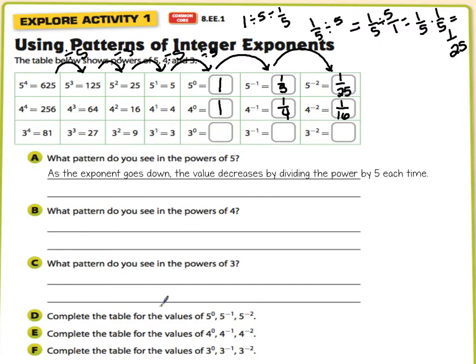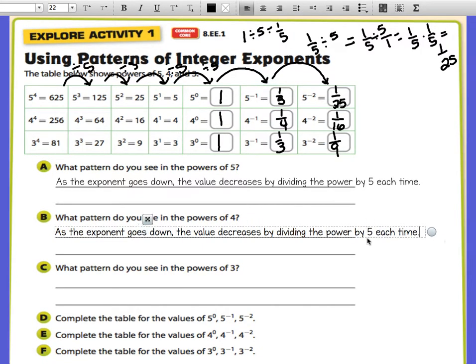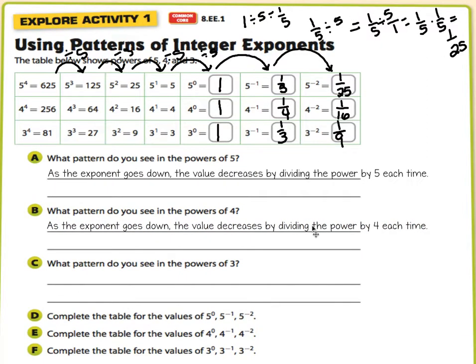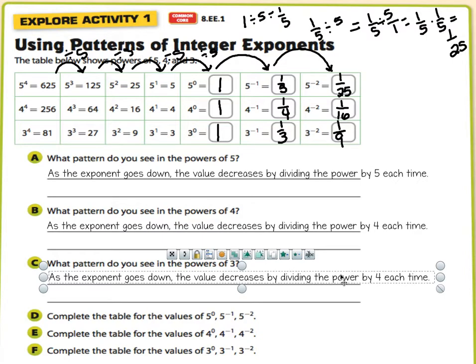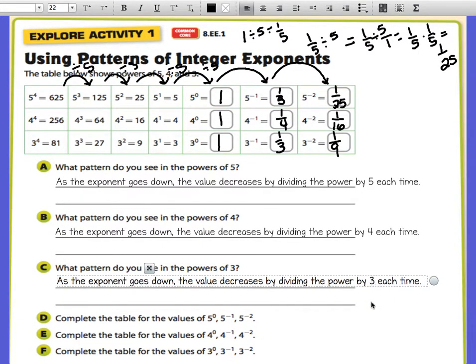Right? And then here, if we just follow the pattern, we know 3 to the first is 3, 3 to the 0 power should be 1, and then 3 to the negative 1 should be 1/3. And then 3 to the negative 2 should be 1/9, because all of them follow that same pattern. As the exponent goes down, it decreases by dividing the power by the base. So this time with the 4s, it decreases by dividing by 4, and with the 3s, it decreases by dividing by 3 each time.